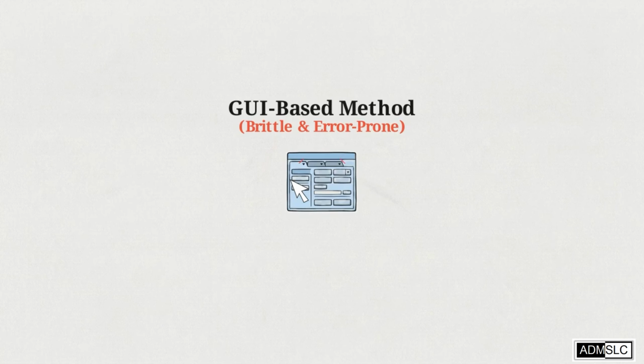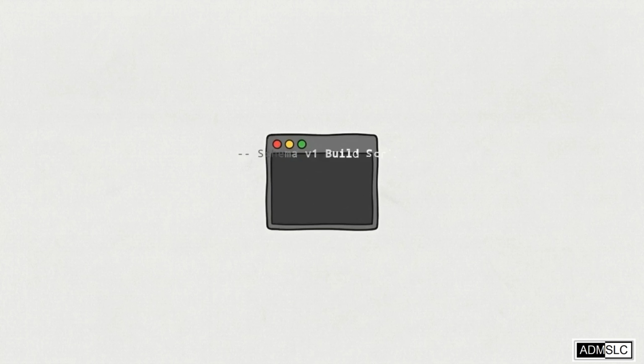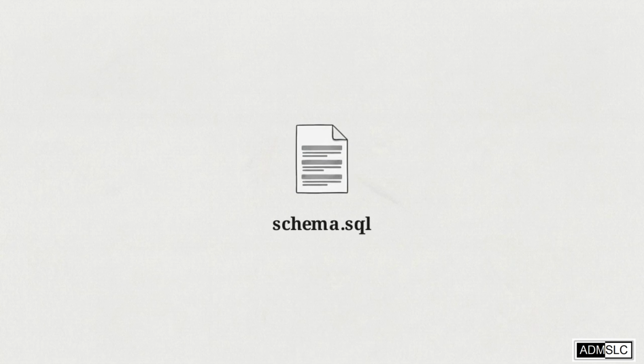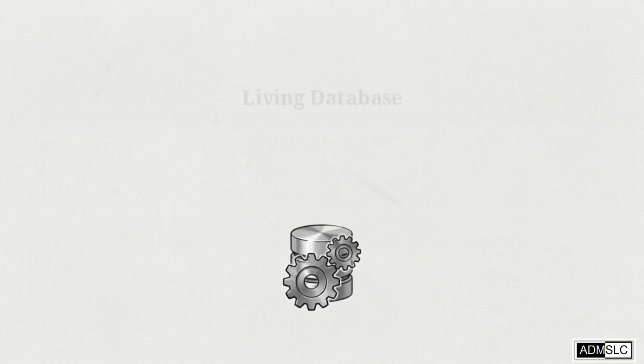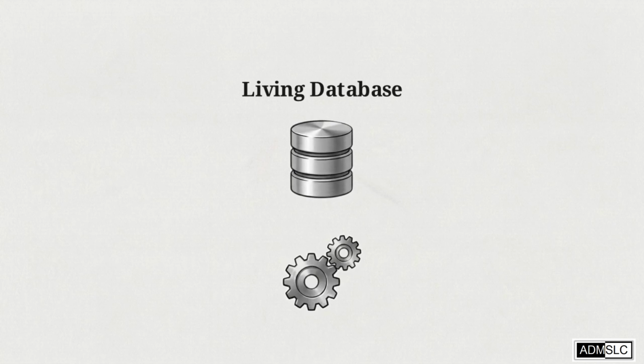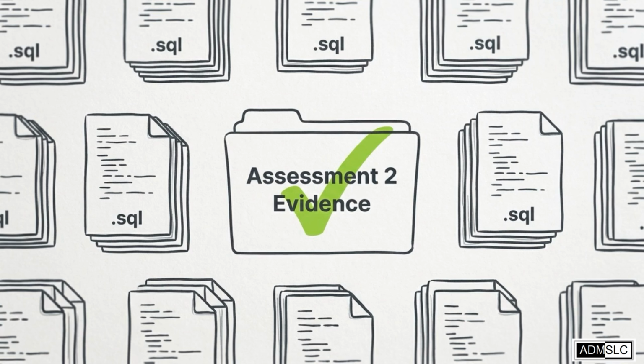It might be tempting to click through a graphical interface to build your tables, but that approach is brittle. If you make a mistake, you have to manually click through menus to find and fix it. The professional standard is to write a plain text script from scratch. Adopting this script-first workflow means your database can be rebuilt perfectly in seconds. It prevents manual errors and produces the exact reproducible evidence required for Assessment 2.